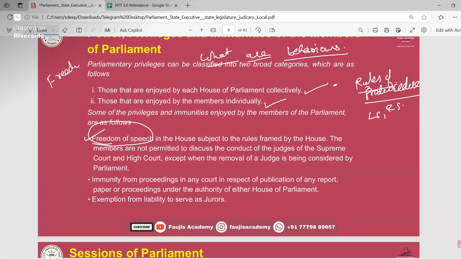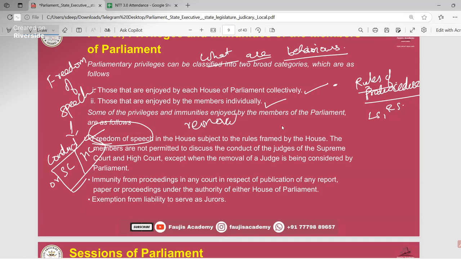You cannot discuss the conduct of a Supreme Court judge or a High Court judge on the floor of Parliament unless there is a removal procedure for the judge which is going on. So you cannot discuss a High Court judge or a Supreme Court judge except for a removal procedure which is being carried on on the Parliament's floor. Other than that, you cannot discuss anything. These are the restrictions to freedom of speech on the grounds of Parliament.